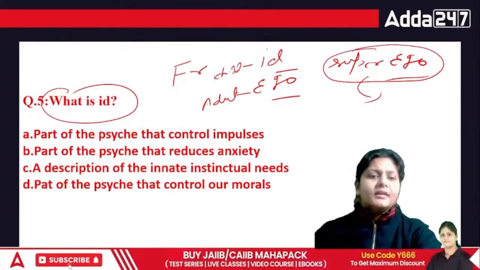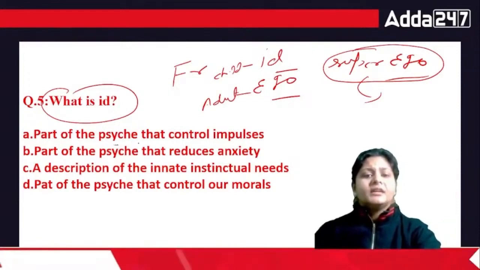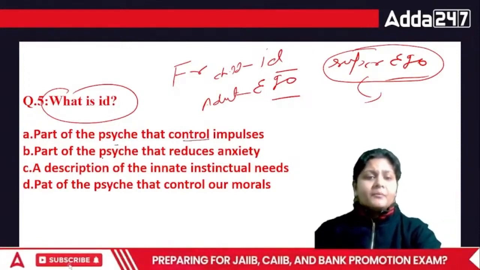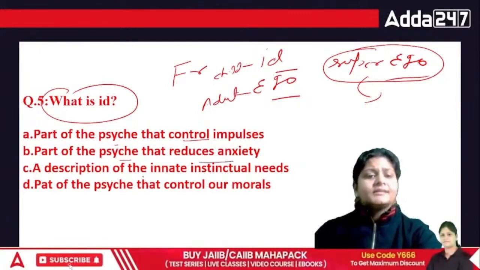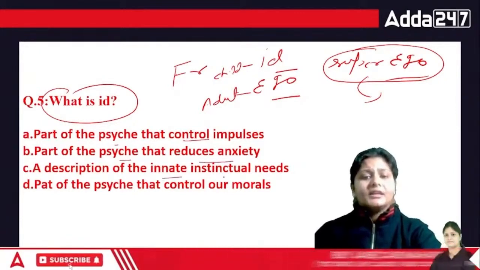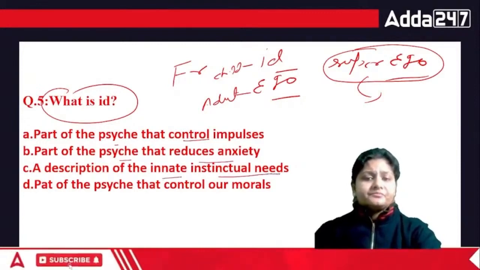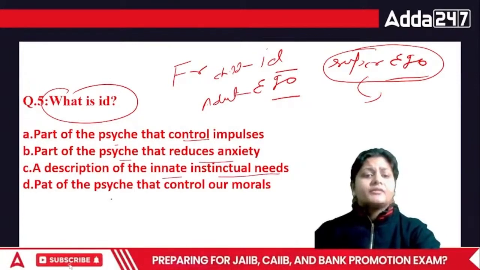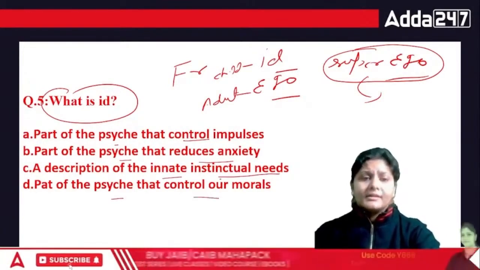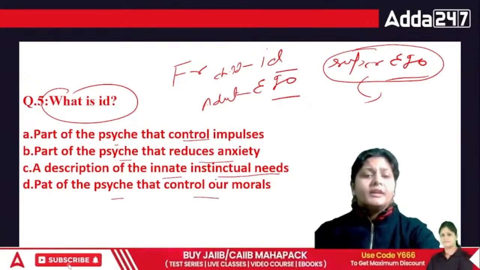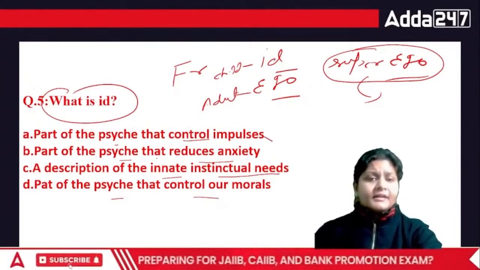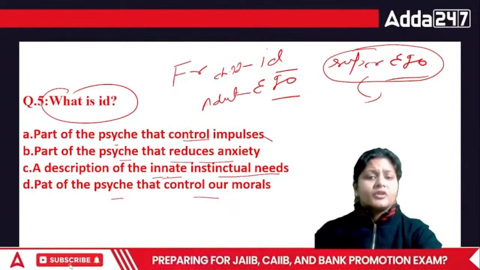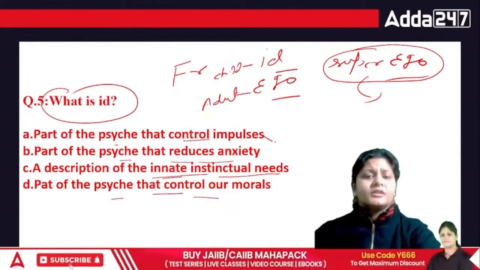So what is the id? That is the part of the psyche that controls impulses. The ego is the part of the psyche that reduces anxiety. The superego is a description of the innate instinctual needs, and the id is the part of the psyche that controls our moods. So what is the meaning of it? That is actually reducing the anxiety, a description of your innate needs, and the part of that is actually the impulses.